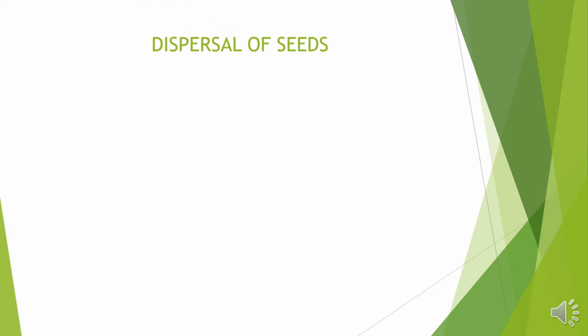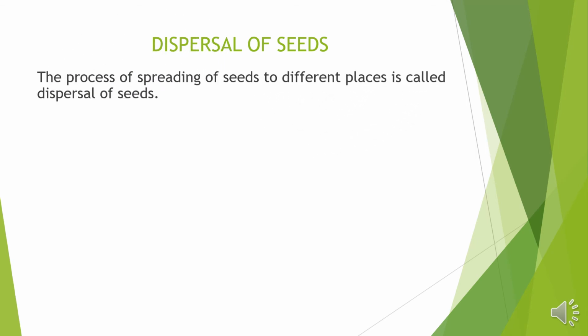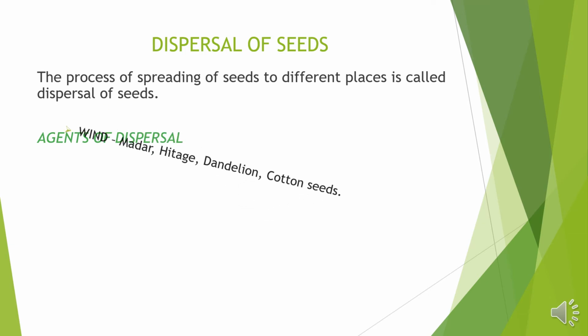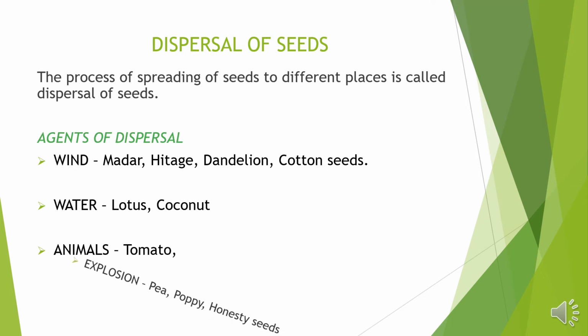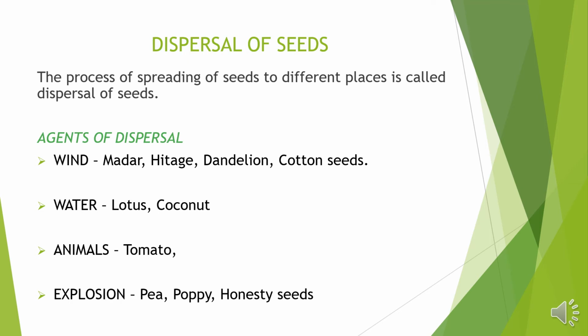Now these seeds need to be dispersed from one place to another for their proper growth. So let's study about the dispersal of seeds. The process of spreading of seeds to different places is known as dispersal of seeds. Agents of dispersal: wind, water, animals, explosion. These are the various agents of dispersal.